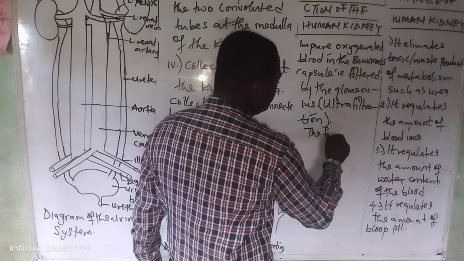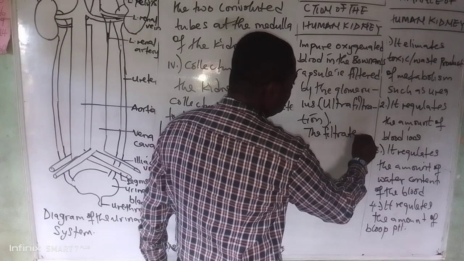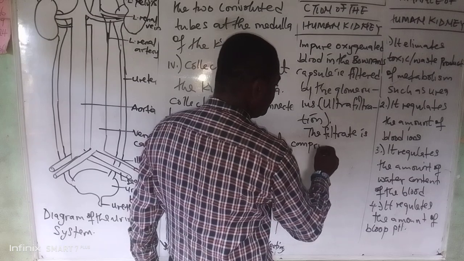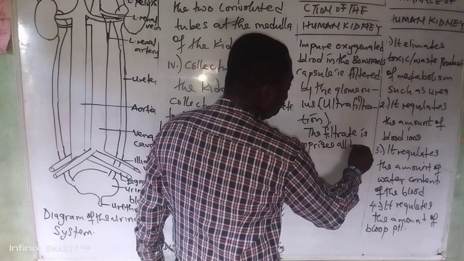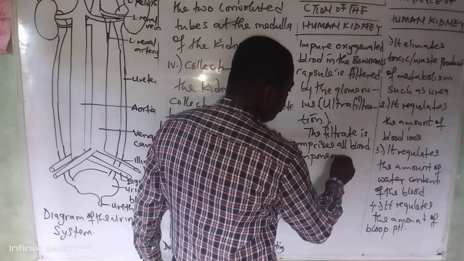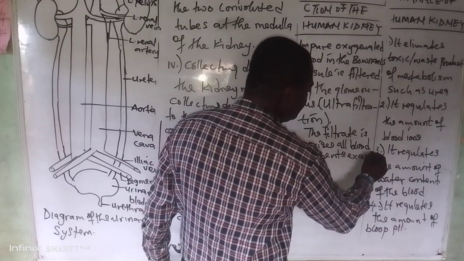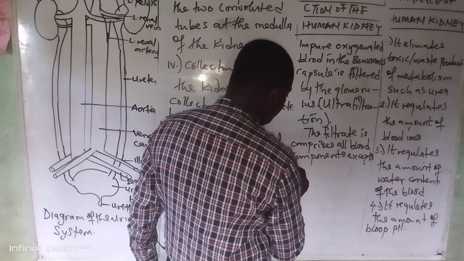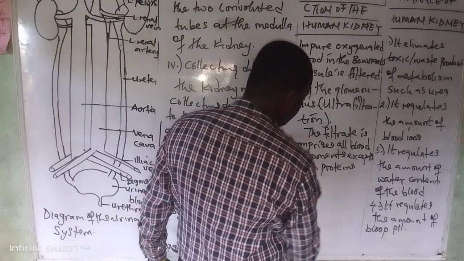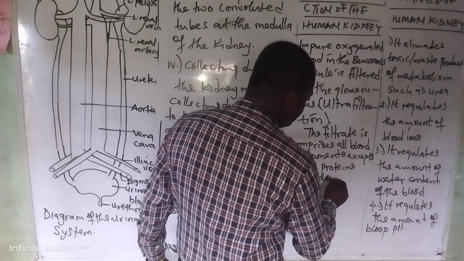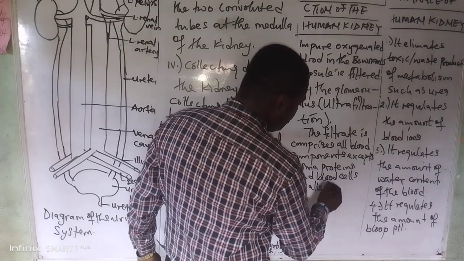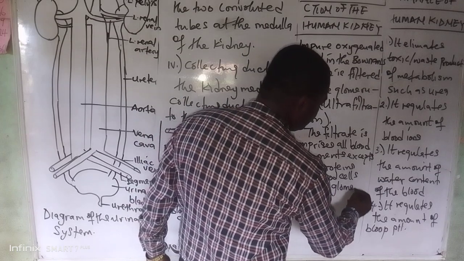The filtrate, which comprises all blood components except two groups of things, except plasma proteins and blood cells, is now called glomerular filtrate.